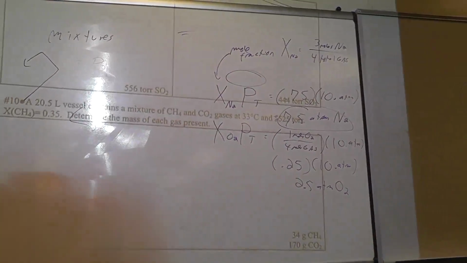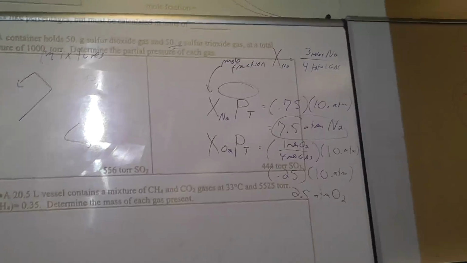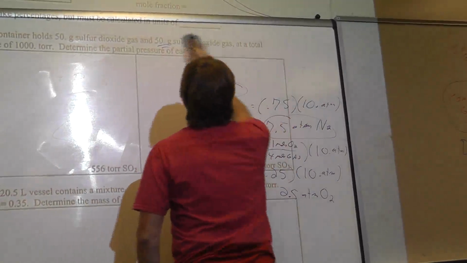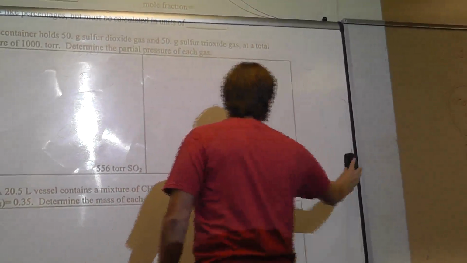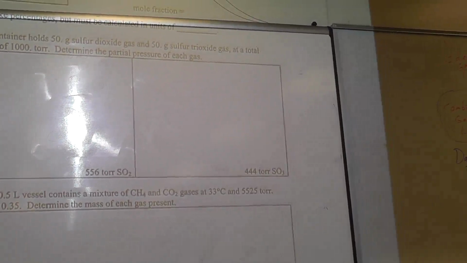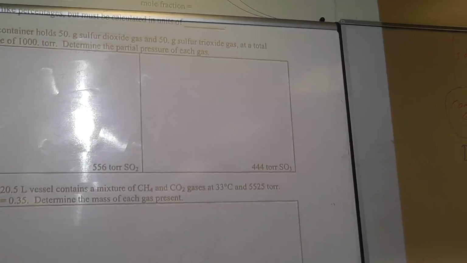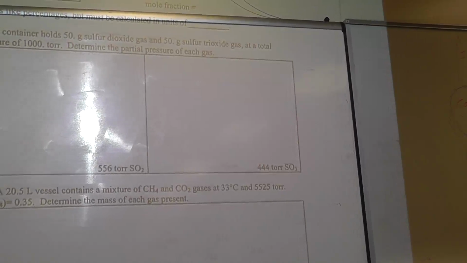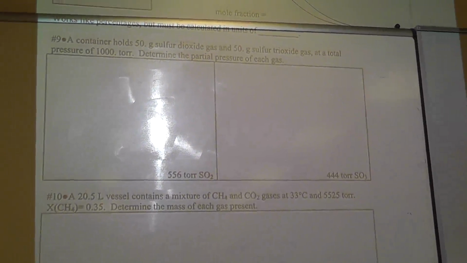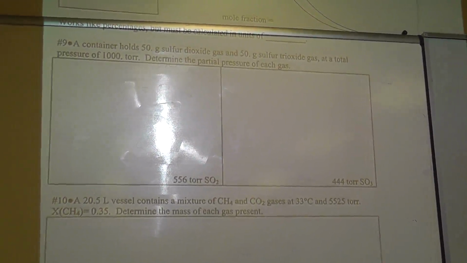Problem number 9. We've got a container that has 50 grams of sulfur dioxide, 50 grams of sulfur trioxide, and the total pressure is 1,000 torr. And you're asked to determine the partial pressure of each gas. If the total pressure is 1,000 torr, you're splitting that up into how much is SO2, how much is SO3.